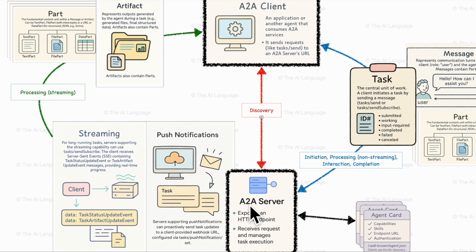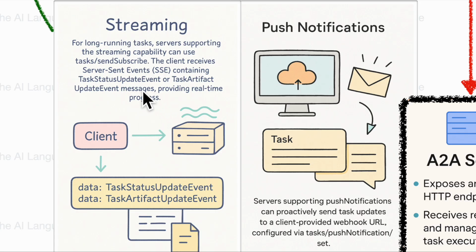So how does the A2A server communicate its updates to the client? First is the streaming option. For long running tasks where the servers support streaming, clients can use task/send subscribe to enable streaming, and the server then uses server sent events or SSE to push updates like task status, new messages, or the artifacts that are being generated. So the client sees the progress in real time.